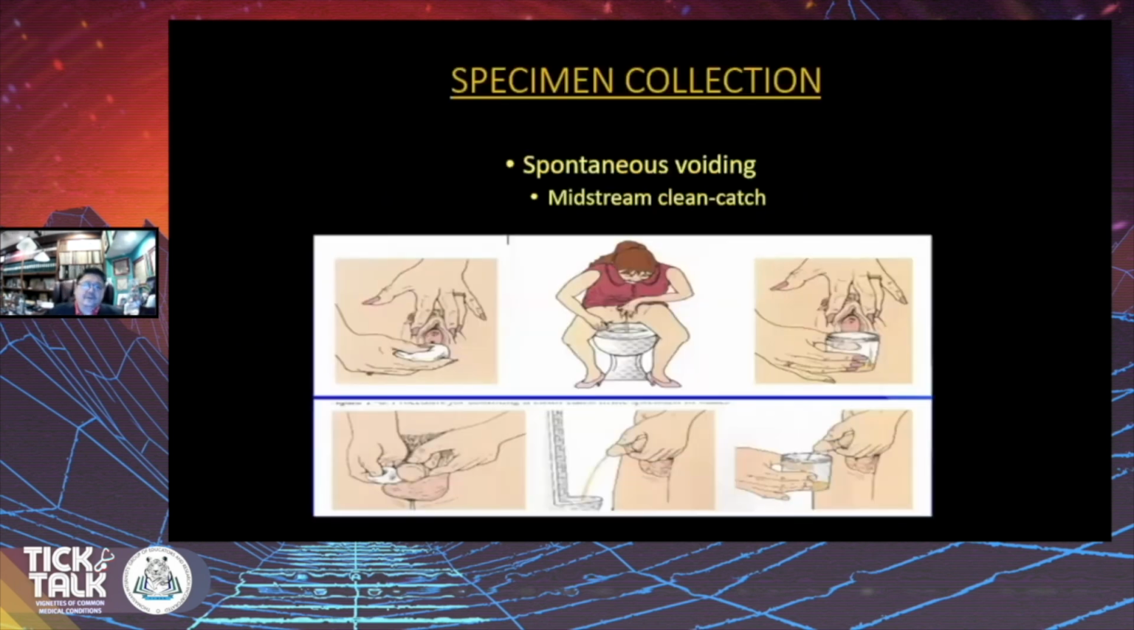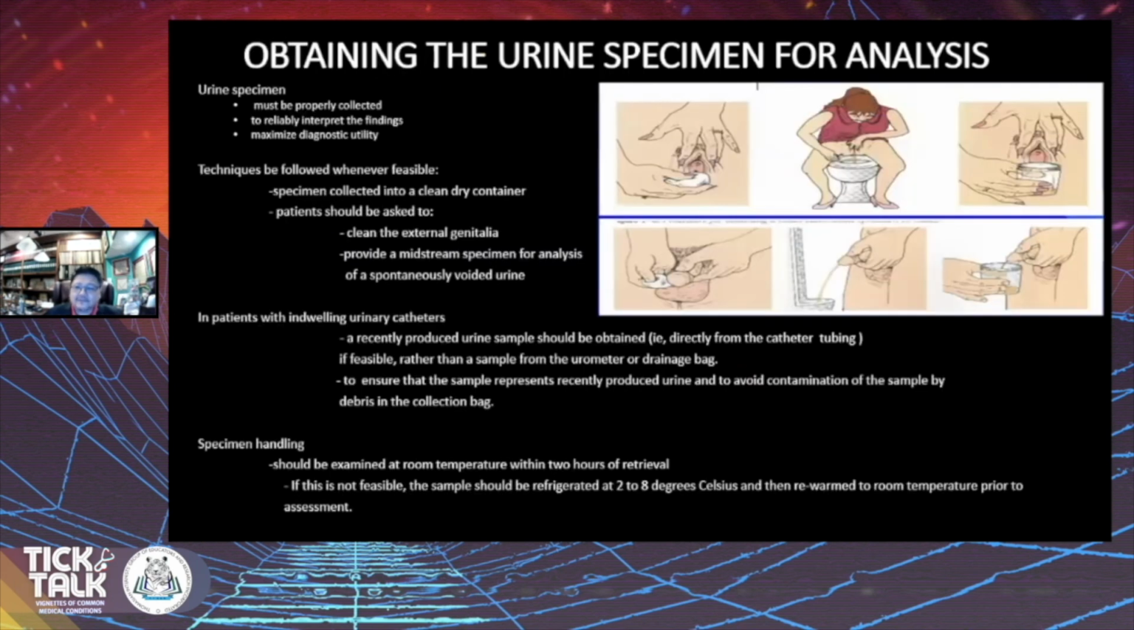So you see very well that urinalysis will depend on how good the specimen collection is. For male and female, in summary, it should be spontaneously voided, midstream clean catch urine. The urine specimen must be properly collected to reliably interpret the findings and to maximize diagnostic utility.